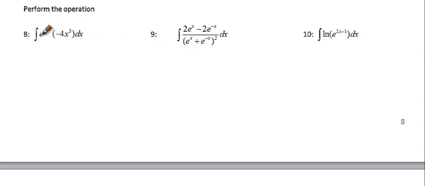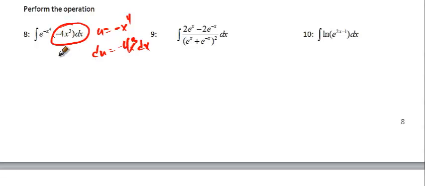And so we pick generally whatever's on the inside. So e to the weird power. I want it to be just e to the u. So we're going to let u be negative x to the fourth. Then du equals negative 4x cubed dx. Well, heck, there it is right there. That's just du. So it's the integral of e to the u du.